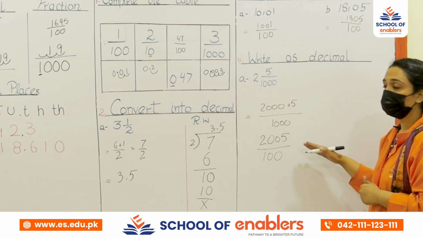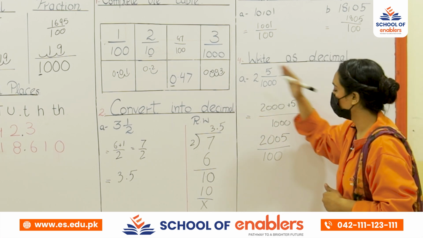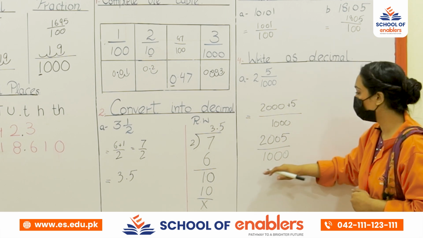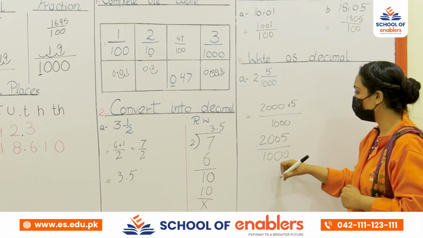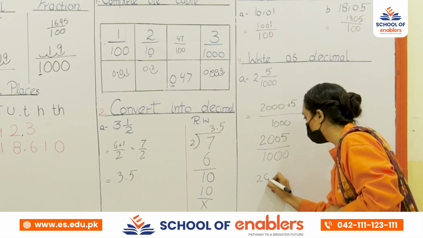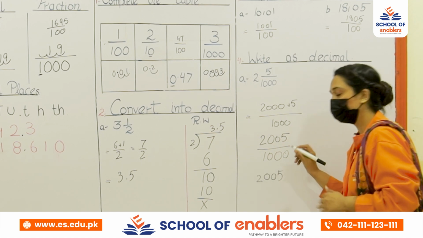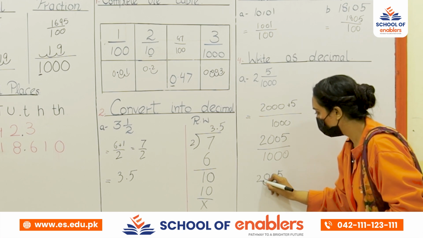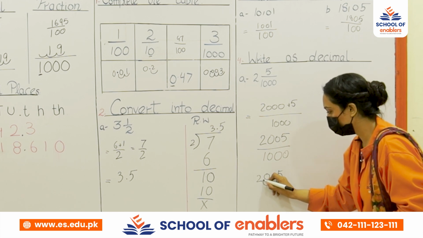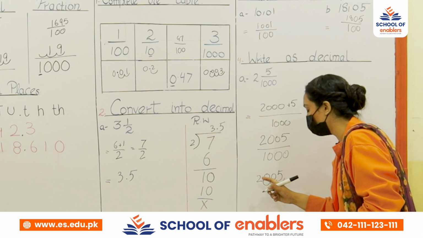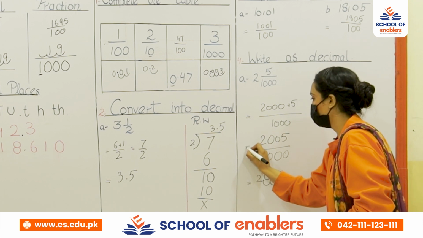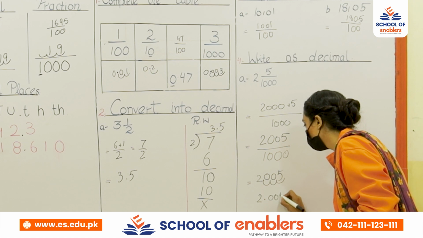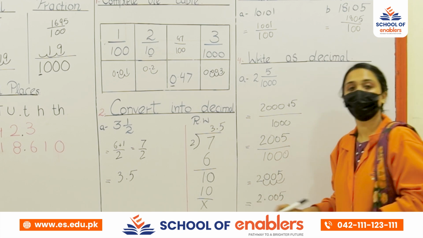Now what we will do, as I told you in question number 1, we will use the jumping method for these kinds of values. How? How many zeros do we have? 3 zeros. So we will write our number first, then we jump 3. 1, 2, 3. So we will place the point instead of 1, and this point is known as the decimal. So this will be 2.005, which is our required answer.